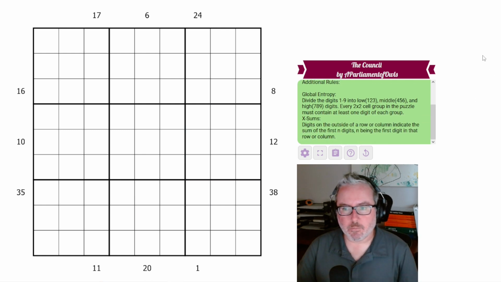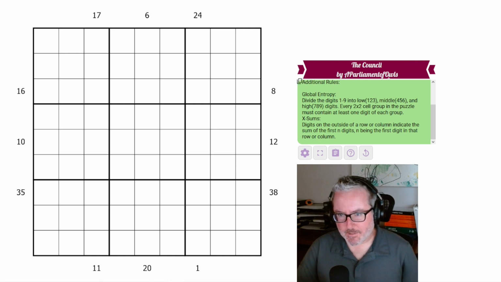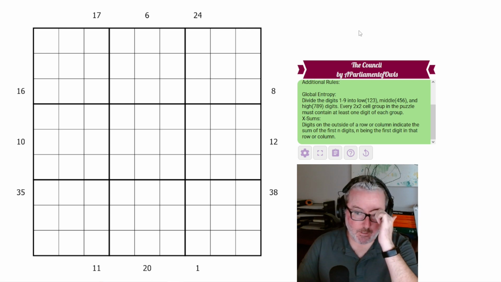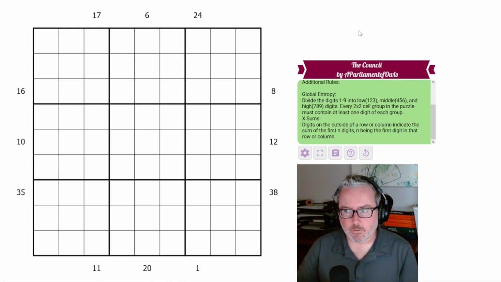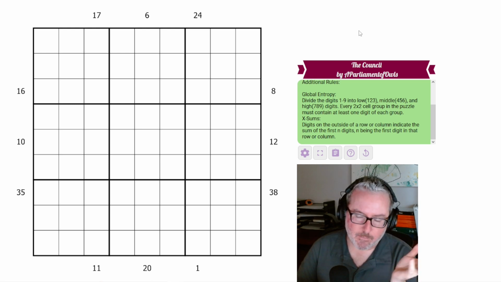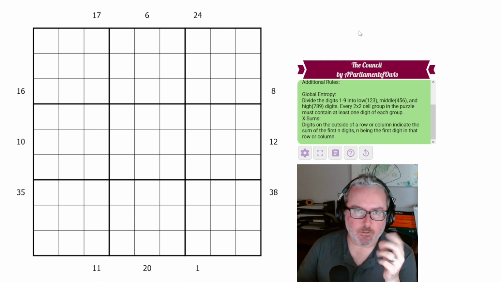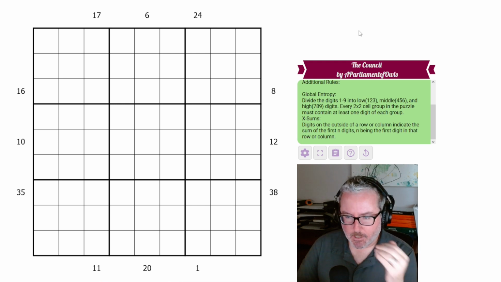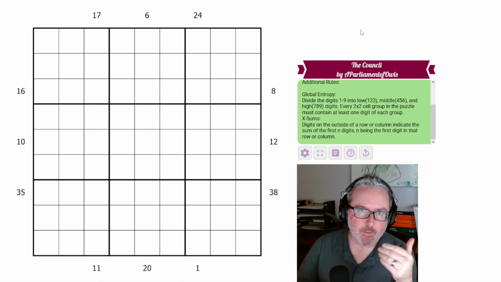So we have global entropy. I think this one might have been one of those other puzzles that was set because of the request from some setters to create global type rule sets. I may be wrong on that one, but I've seen a few of them in a certain time frame together, and that seemed to have been the case.